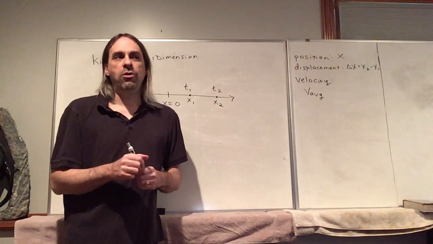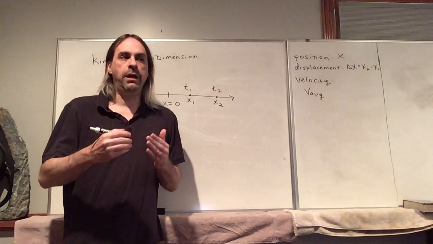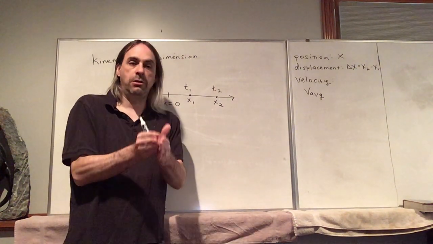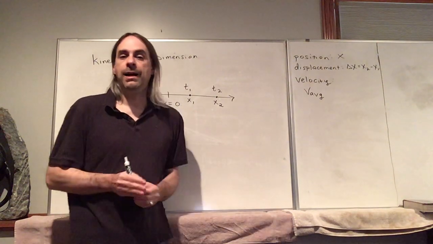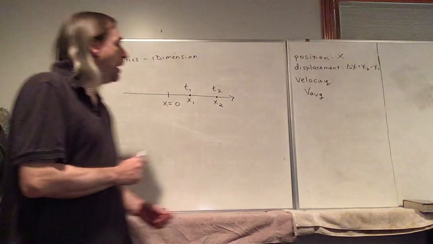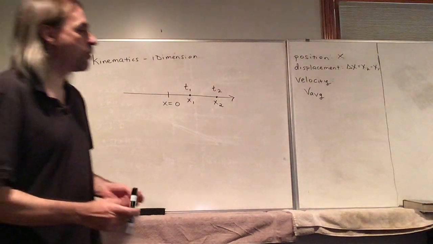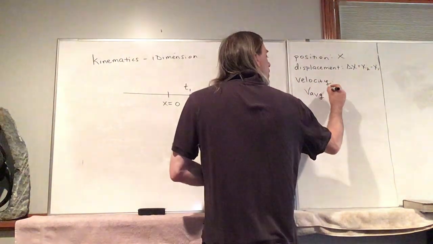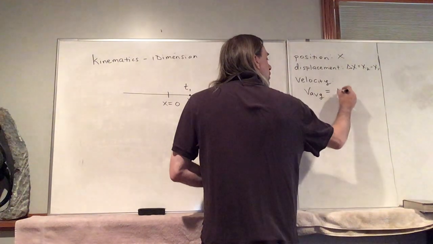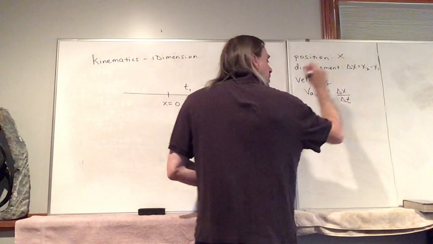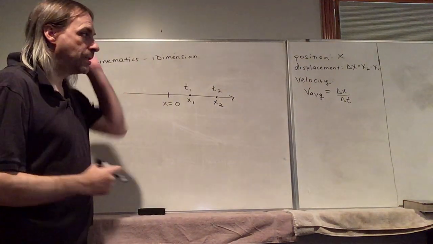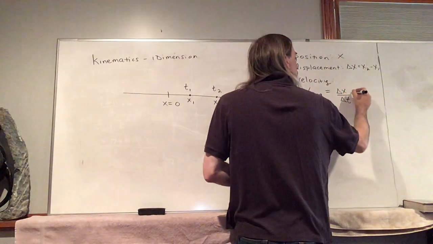And in order to say something is moving, it has to actually move. It has to start somewhere and end somewhere else, and it has to take some time to get there. And so we're going to define the average velocity as displacement over time. So, like in this case, let me write this out.